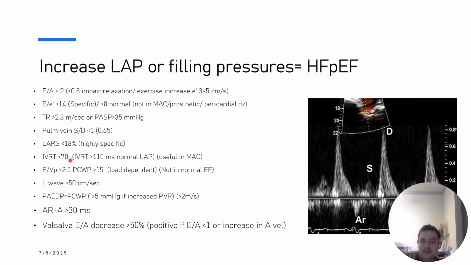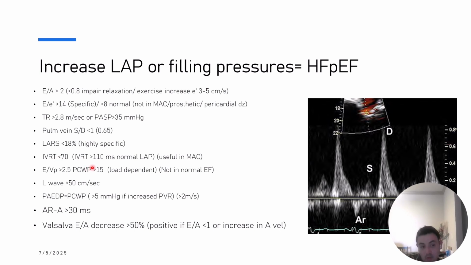Large less than 18, interventricular relaxation times less than 70. Why is this number good? Because when you have elevated left ventricular pressures and elevated left atrial pressures, when you are coming out of the systole, during the relaxation the LA pressure is highly elevated, so it's going to shorten this time, less than 70.